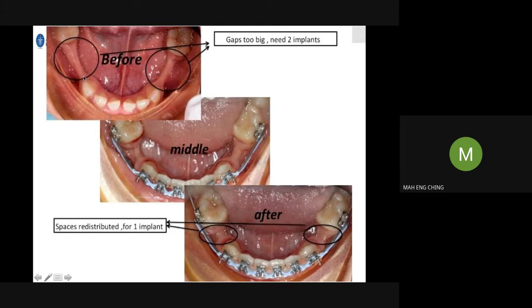So for this kind of patient, we use braces to redistribute the space again. I gather all the incisors, closing the gap. At the same time, I bring the molar forward, then close the gap to one premolar space. Then the restorative department can restore the tooth better. So at the end, you can end up with two premolar restorations or replacements, rather than a big gap where maybe you need a molar and a premolar. So we reduce the number of prostheses the patient needs.